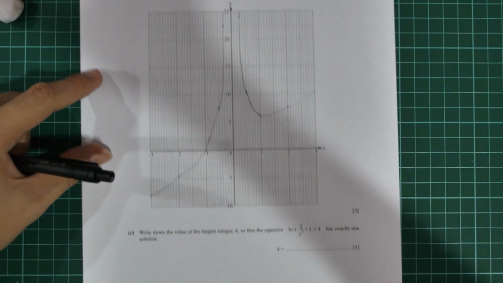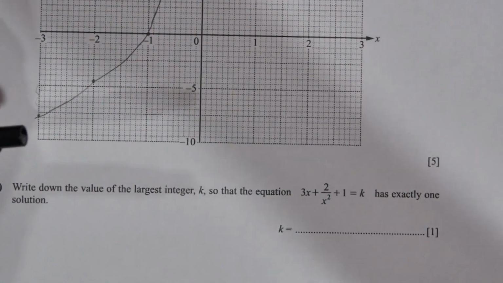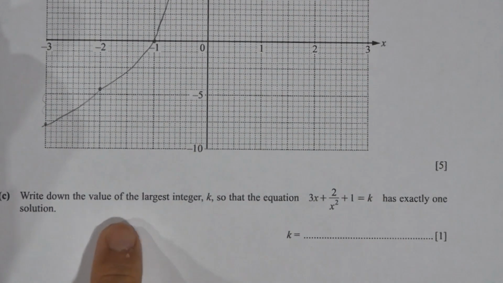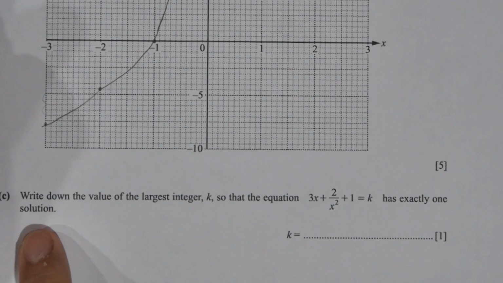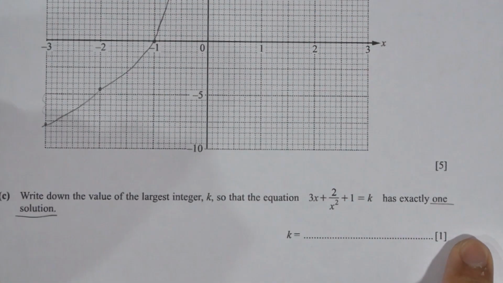So next, part C is talking about exactly has only one solution. So this is also very straightforward. All you need to do is just draw a line at k equals to 5.